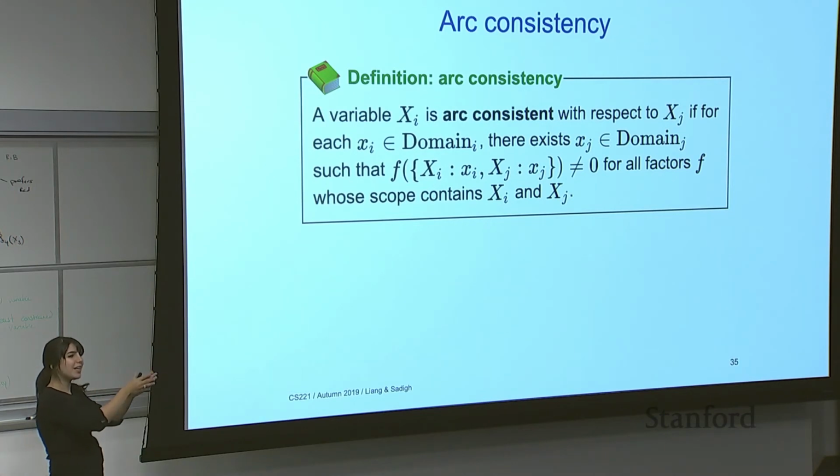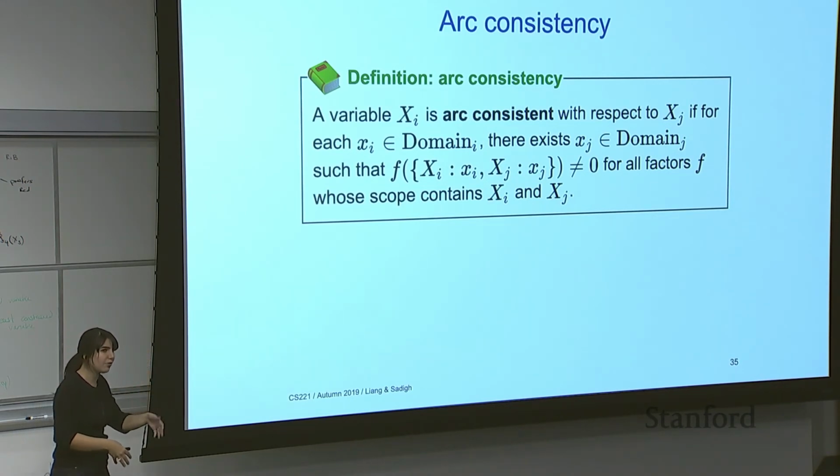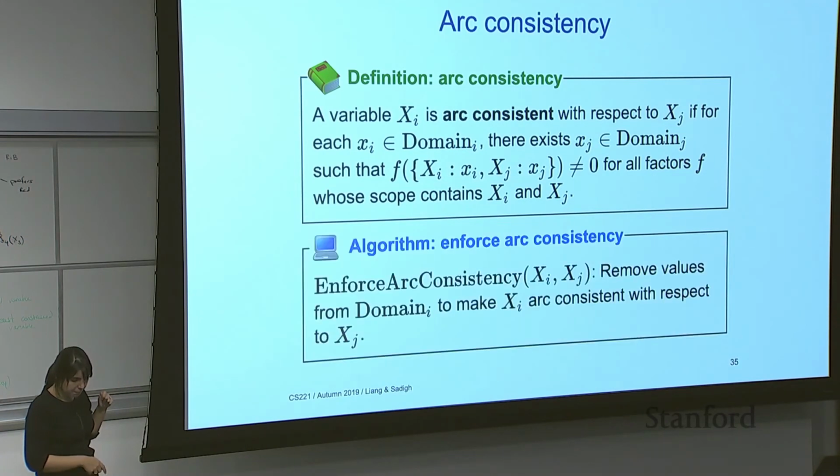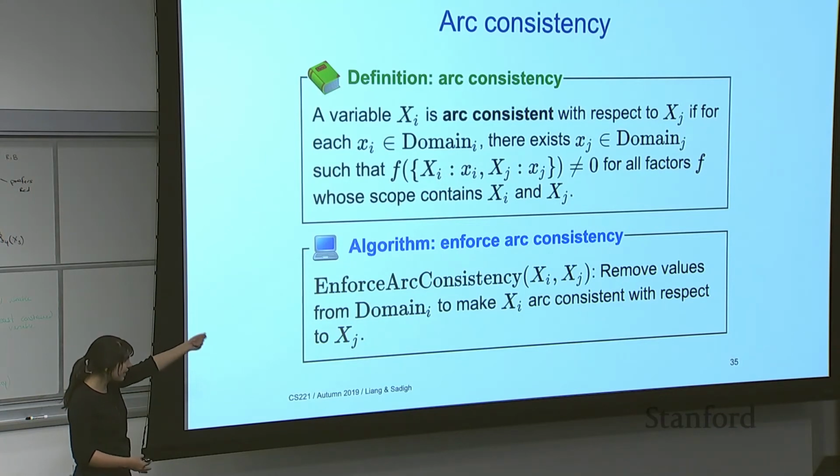So we start from x1, and then we try all these other variables xj and their values, and we keep iterating. We iterate over all of them, but we pick one and update the domain of that. What we're going to do is write up a function enforcing arc consistency, and it's going to remove values from the domain of xi to make xi arc consistent with respect to some other xj. So the only thing I'm touching is the domain of xi.